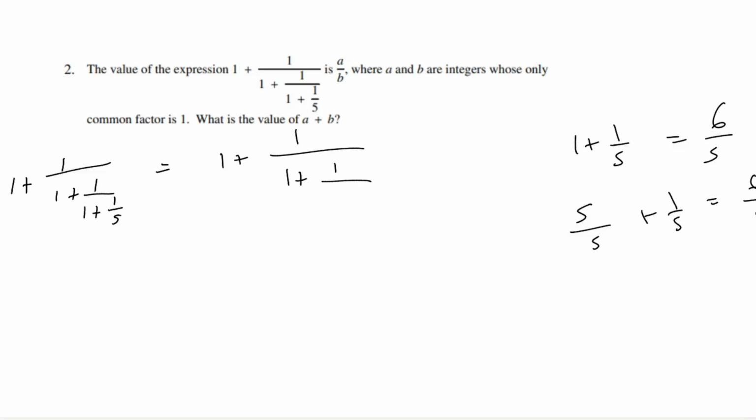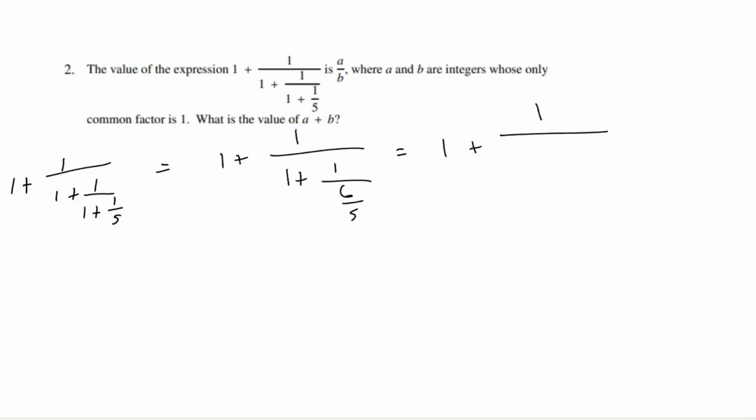Alrighty, let's get rid of that here. So we go to that 6 over 5 and put that in here: 1 over 6 over 5. Now I'm going to continue right here. So it would be 1 plus 1 over. Now what I want to do is flip my 6 over 5. Remember, if I have 1 over 6 over 5, it's the same thing as writing 5 over 6. So let's rewrite that: 1 plus 1 over 1 plus 5 over 6.